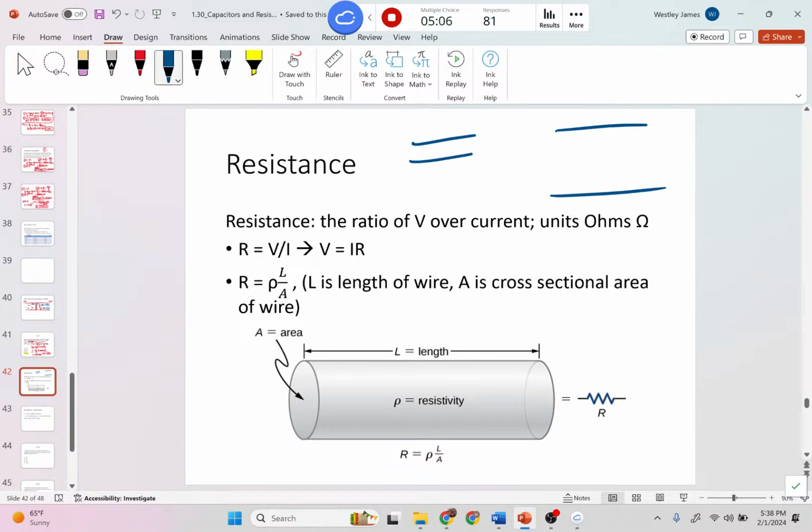It's easier to drive. The more lanes there are, the bigger the cross-sectional area, the more room there is, the lower the resistance. Area's on the bottom. As area goes up, resistance goes down because it's on the bottom. Just like a highway, the more lanes there are, the easier it is to drive. Fantastic. Let's look at length.